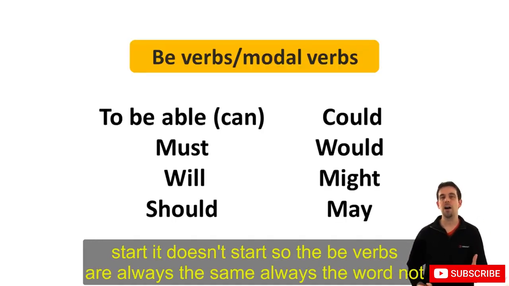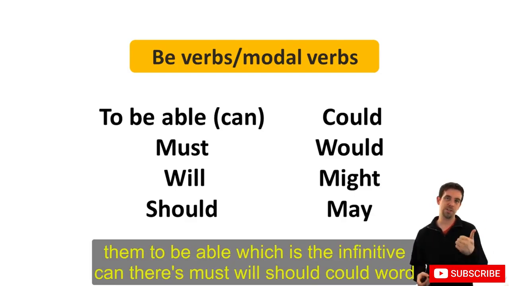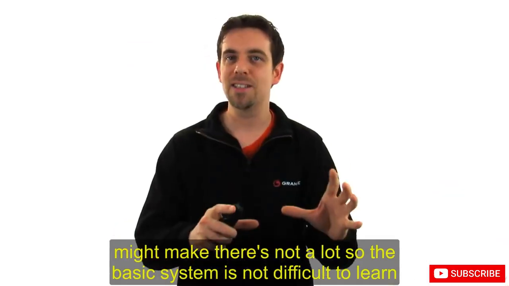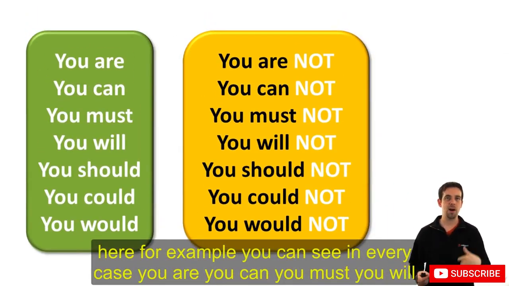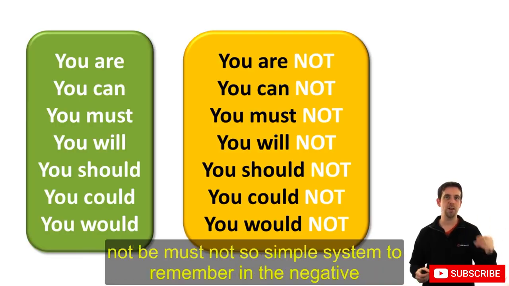So the be verbs are always the same, always the word not. And the good news is we don't have a lot of them. In fact, here it's almost all of them. To be able, which is the infinitive of can, there's must, will, should, could, would, might, may. There's not a lot. So the basic system is not difficult to learn. Here, for example, you can see in every case, you are, you can, you must, you will. The negative is all just the word not. You cannot, you are not, you will not, you must not. It's a simple system to remember in the negative.